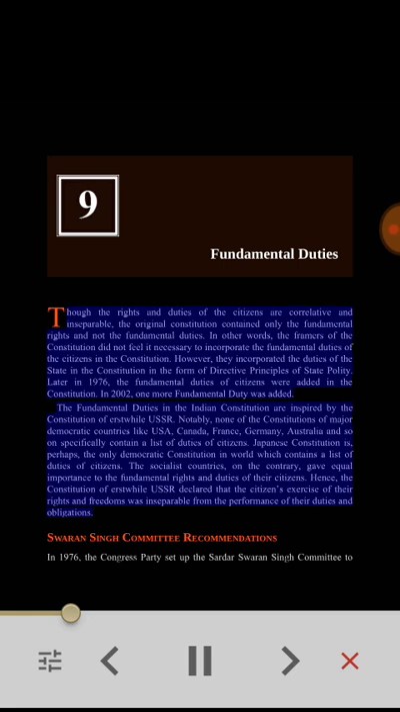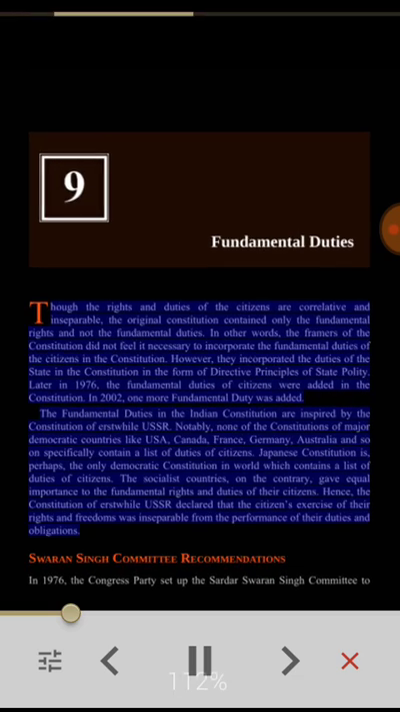The rights and duties of the citizens are correlative and inseparable. The original Constitution contained only the fundamental rights and not the fundamental duties. In other words, the framers of the Constitution did not feel it necessary to incorporate the fundamental duties of the citizens in the Constitution. However, they incorporated the duties of the state in the Constitution in the form of directive principles of state policy. Later, in 1976, the fundamental duties of citizens were added in the Constitution.